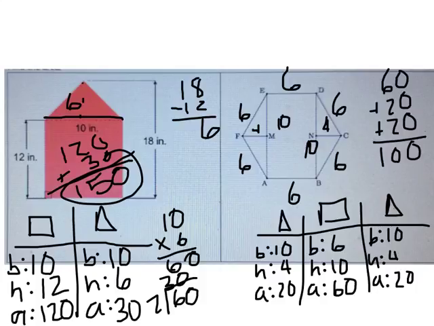The area of the hexagon is 100 square units. Each triangle has a base of 10 and a height of 4, so its area is 40 divided by 2, or 20. The rectangle has a base of 6 and a height of 10, so its area is 60. When I add all those up, I get 100.